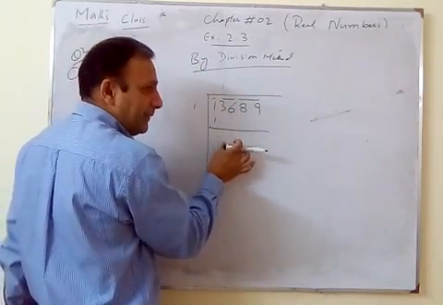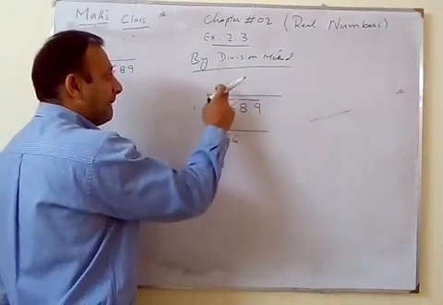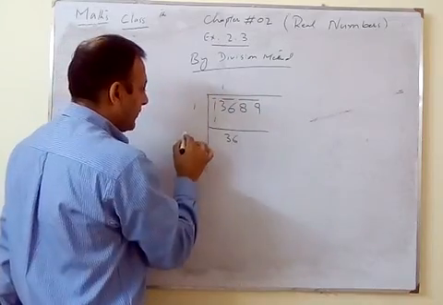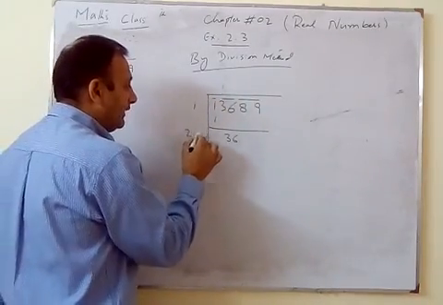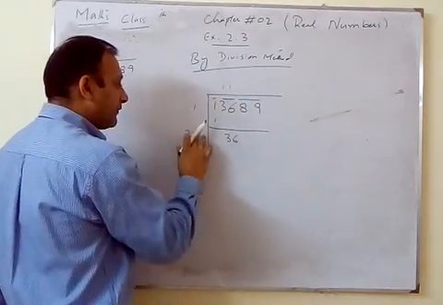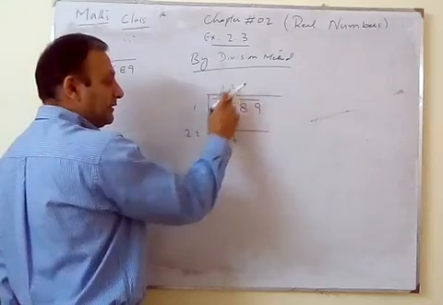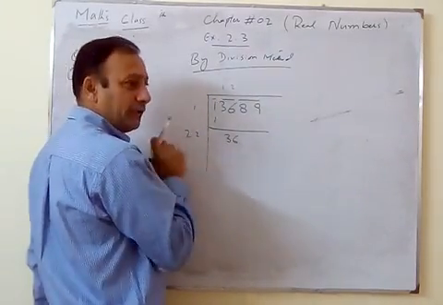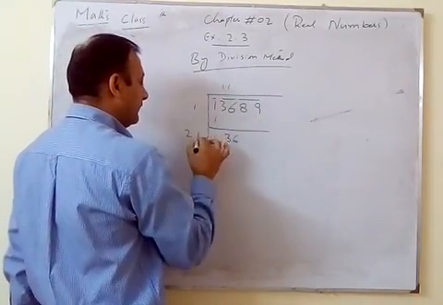Bring the complete pair down. Bring it down, 36. Make it double. So that is 2. If I take 1 here, I have to take 1 here. If I want to take 2, I have to take 2 here. If I take 2 here, 2 into 24, 2 into 22, that is 44, greater than this value. So 1, 1.